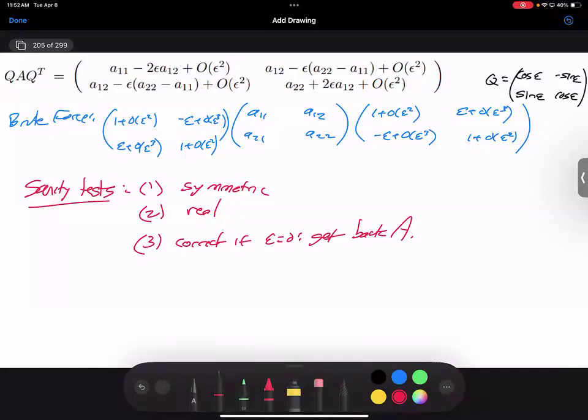If epsilon equals 0, we're not rotating. And so when we look at it, we get back the matrix A11, A12, A12, A22, because everything else has an epsilon. This does not prove that we have made no algebra mistakes, but it's at least reasonable. This is what you would expect. Okay.